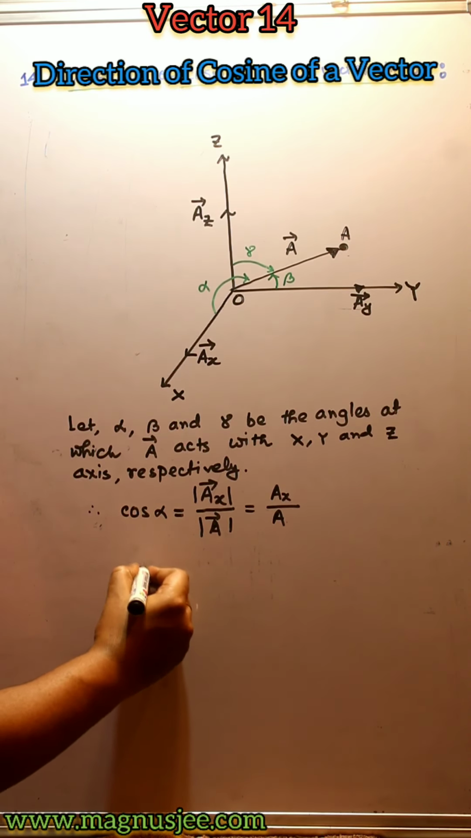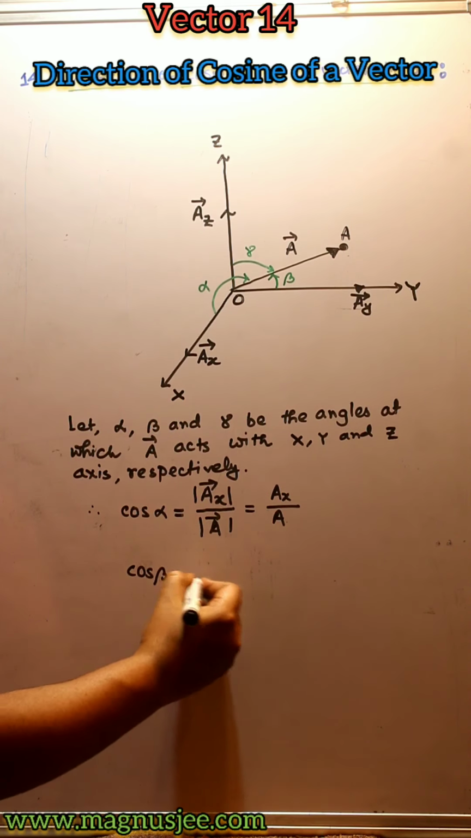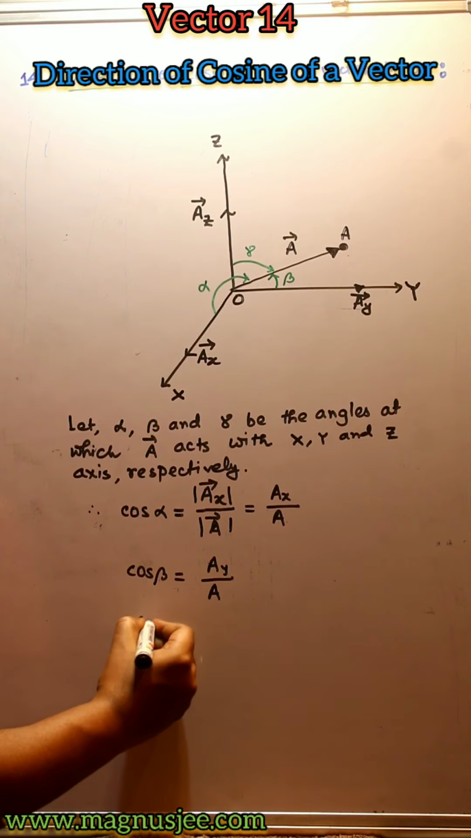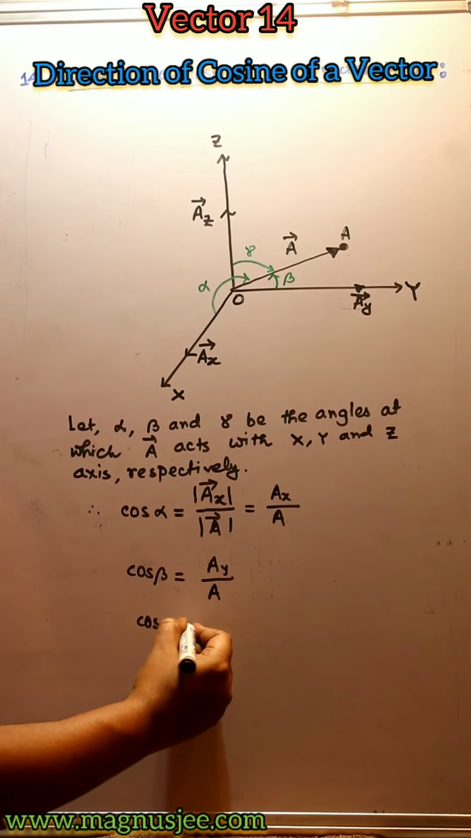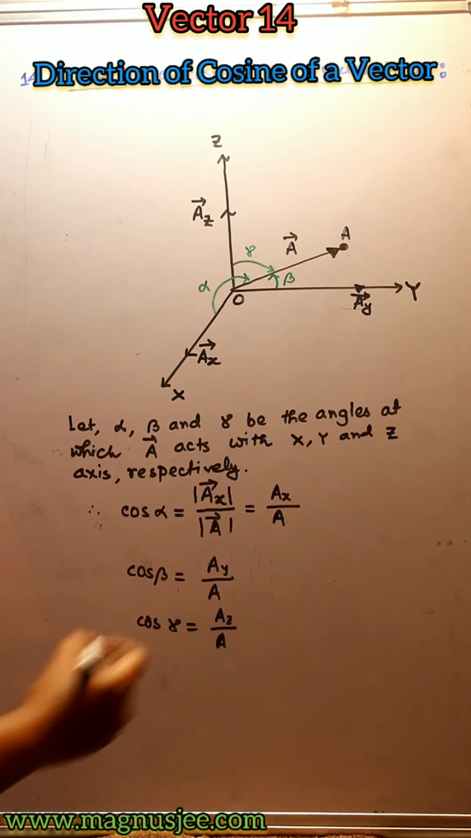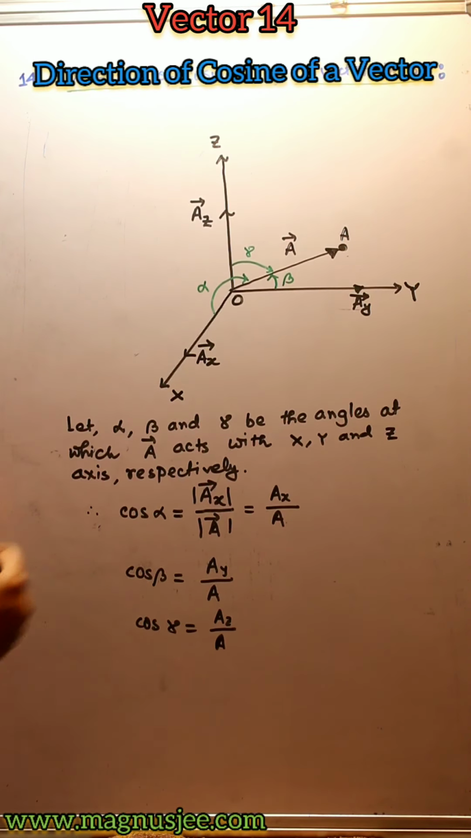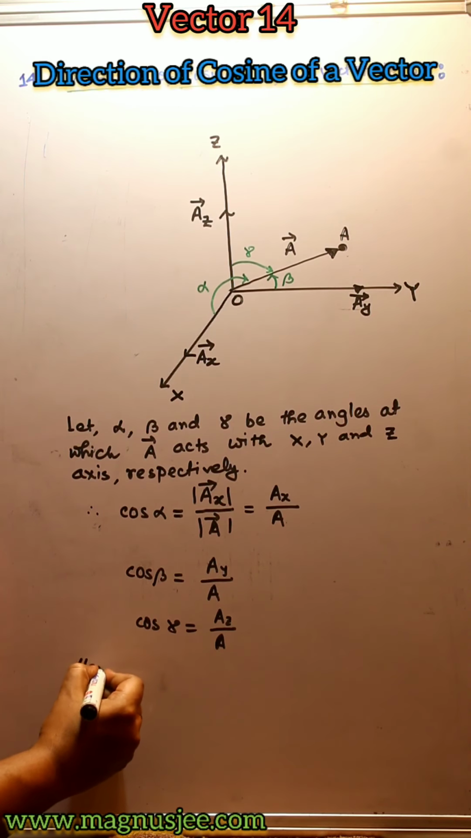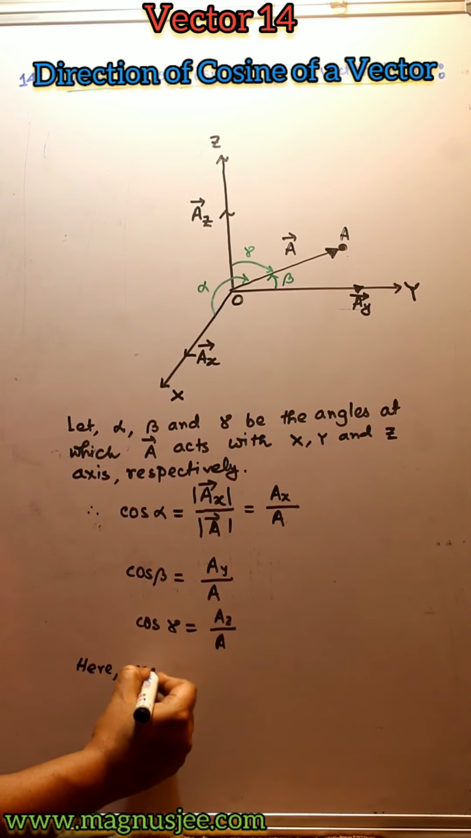with the x-axis. Similarly, cos beta is equal to mod vector Ay divided by A, that means Ay by A, and cos gamma equals Az by A. Here gamma is the angle subtended by the vector with the z-axis, that's why in the numerator we should have the component of vector A along the z-axis, that is Az by A.